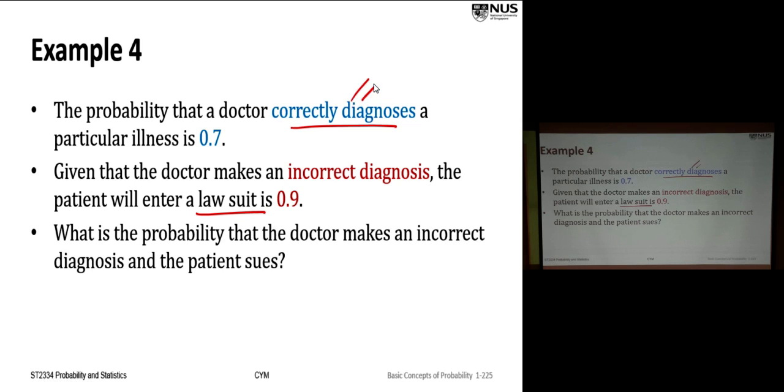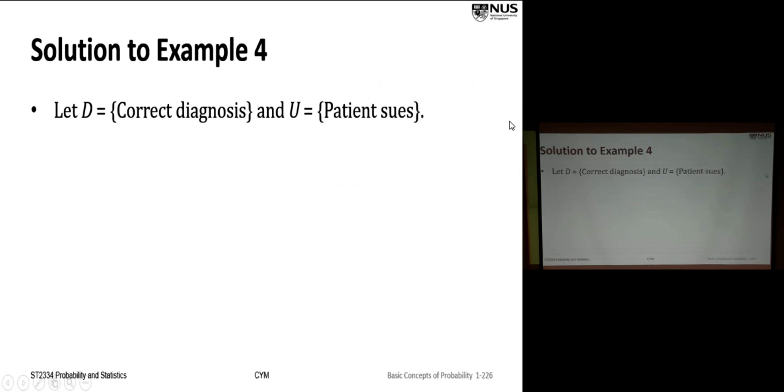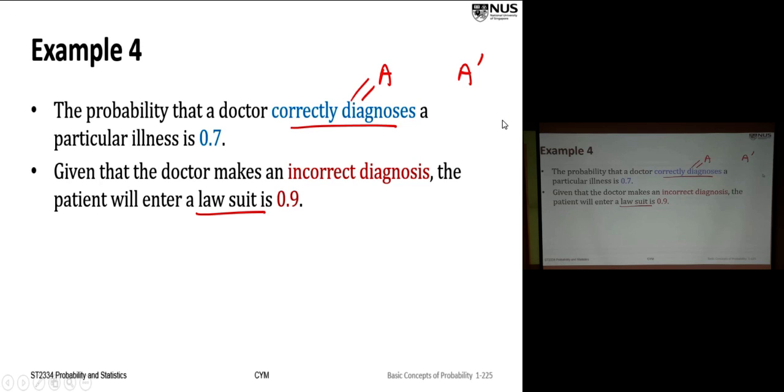If this one I call A, then what is A complement? Sorry, let me see what notation. Oh, I use D and U, right? Okay. So this is D, event D. So D complement means that the doctor diagnoses the disease incorrectly.